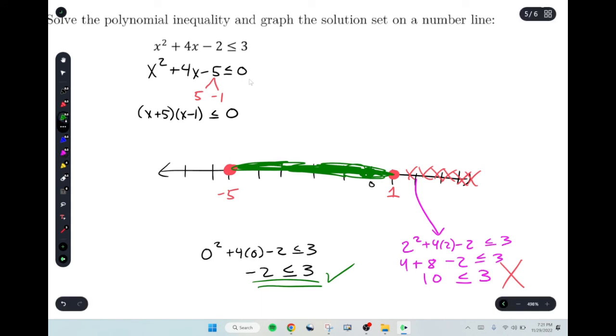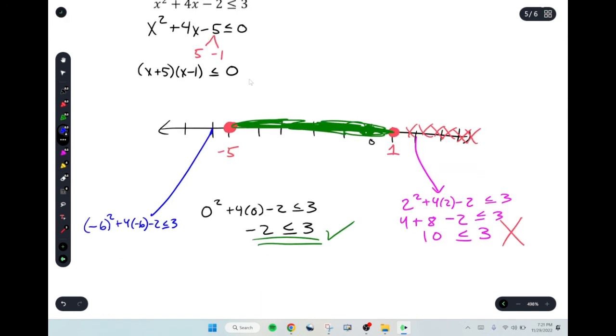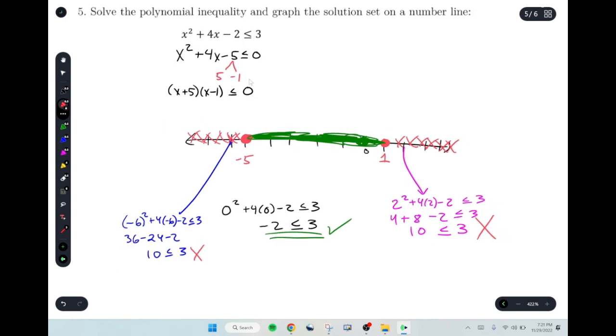And then I guess negative 6 is the easiest one to try over there. Negative 6 squared plus 4 times negative 6 minus 2 is less than or equal to 3. 36 minus 24 minus 2 is 10. Is 10 less than or equal to 3? Is that true? Heck no, it's not true. So these are all bad too. And then the only last question to ask yourself is, does it get curvy brackets or squared off brackets based on the sign? Based on the sign up there, it gets the squared brackets.